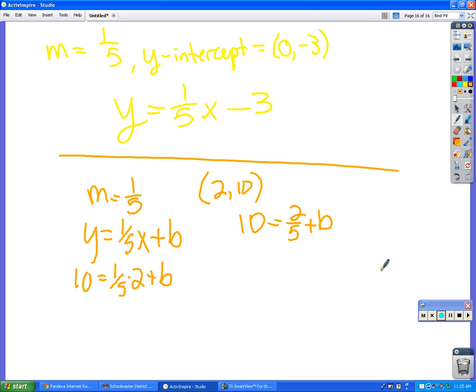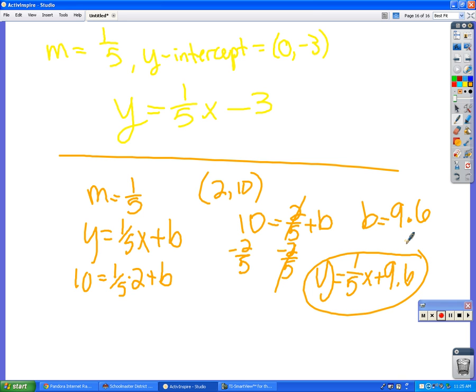Now I'm trying to get the b by itself. So I subtract 2/5 from both sides, because those 2/5 will cancel, and then b will be all by its lonesome, which is what we wanted. What is 10 minus 2/5? 9.6. So we just figured out that our y-intercept is 9.6. Okay? So what's my final answer then for the whole equation? y equals 1/5 x plus 9.6. Awesome.